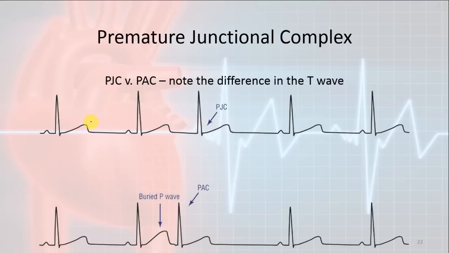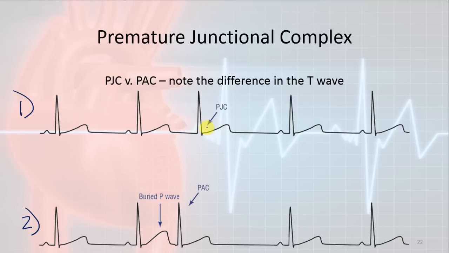I've had people in the past ask me, how do you distinguish between a PJC, which is a premature junctional complex, and a PAC, which is a premature atrial complex? The best answer I can give you, outside of looking at hundreds and hundreds of rhythms, is you want to start at the QRS complex of the premature complex. Then you want to look backwards on the rhythm strip at the previous T wave. As you can see here, this is going to be rhythm 1, and down here is going to be rhythm 2.